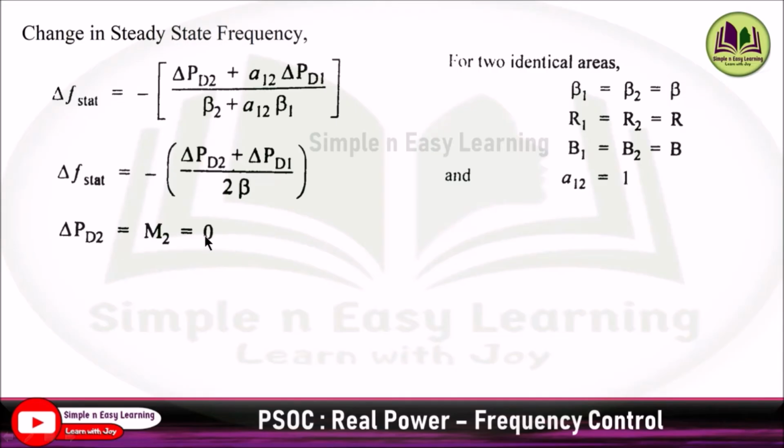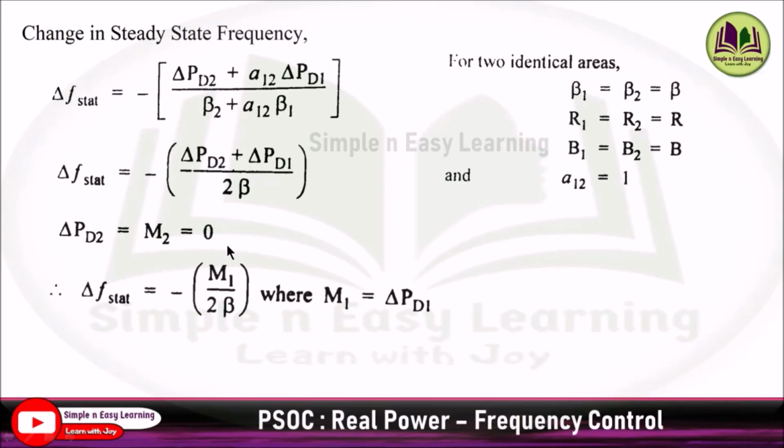The formula is reduced like this, and we know that del PD2 is equal to 0. There is no change in power in the second area, there is change in power only in the first area. So M2 is equal to 0, so eliminating this term, the formula is further reduced to del PD1 divided by 2 beta. Del PD1 is nothing but M1. And this beta is equal to B plus 1 by R. The formula for beta is B plus 1 by R.